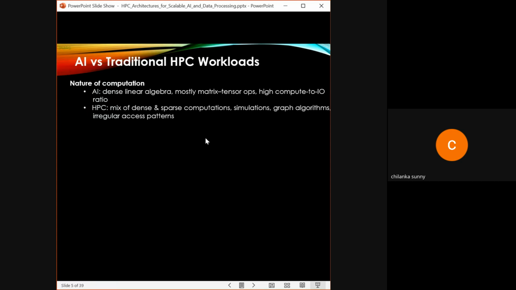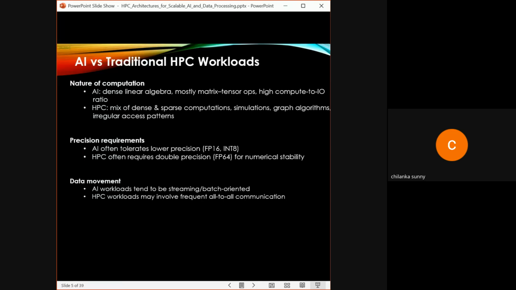In contrast, HPC workloads are more diverse. They include not only dense matrix operations, but also sparse computation, simulations, graph algorithms, and also workloads with irregular access patterns. So this makes the memory access and communication overheads more critical in HPC than in AI. Coming to precision requirements, AI models are surprisingly tolerant to reduced numerical precision.